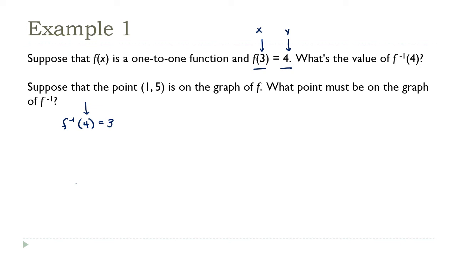All right, my second one, suppose that the point (1, 5) is on the graph of f. What point must be on the graph of f inverse, assuming it exists? I should throw that in there. Well, remember, and again, I told you you're going to get tired of this, the inverse function flips the original function. So if (1, 5) is a point on f, then (5, 1) must be a point on f inverse.